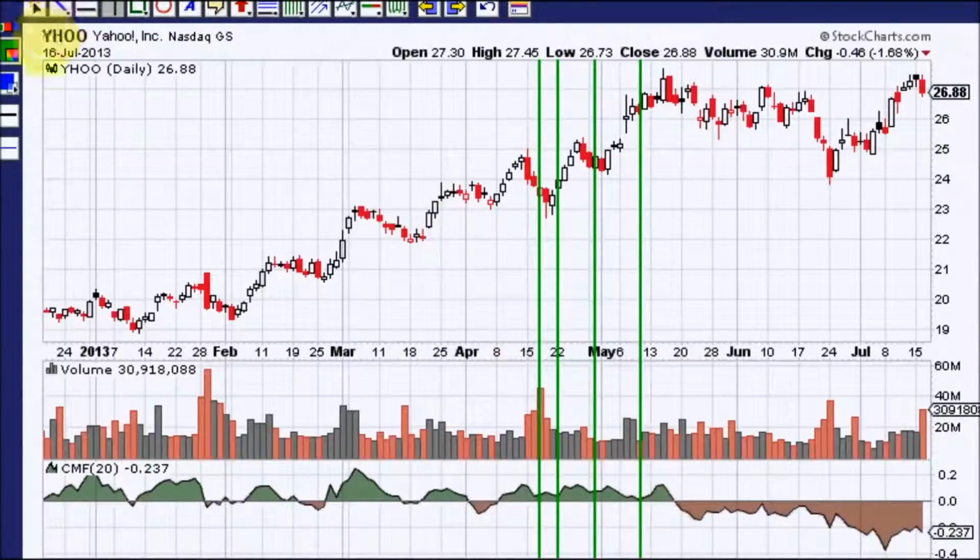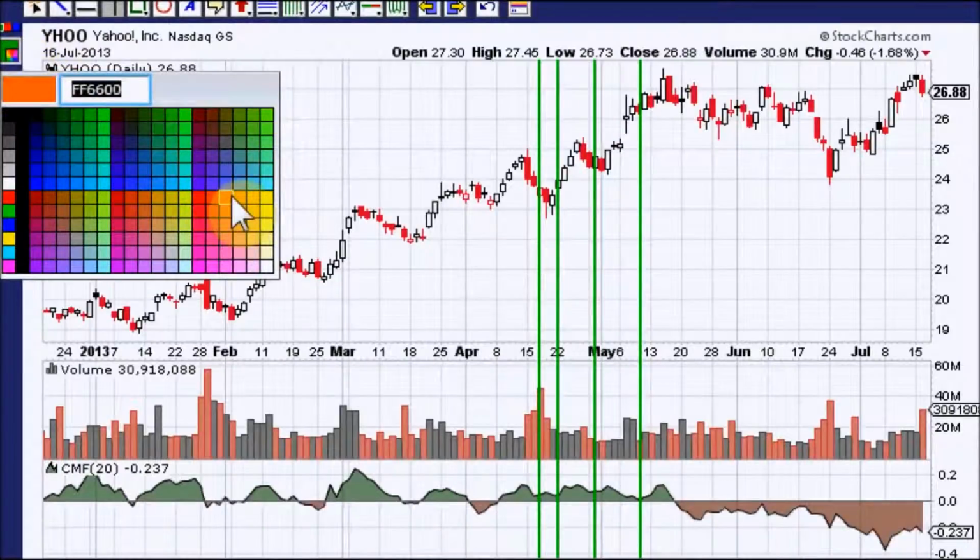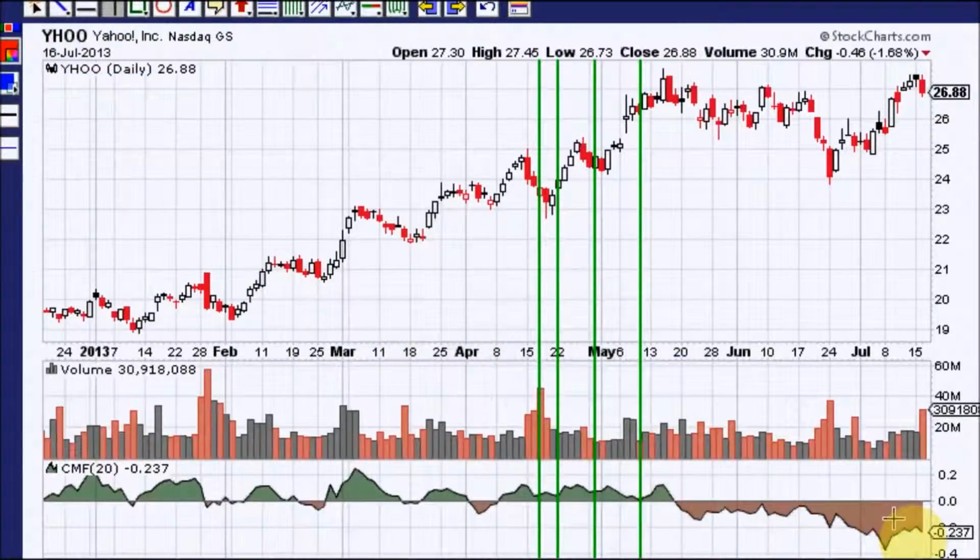Now let's talk about a bearish kiss. This is a bearish kiss right here, where CMF is down, it goes up, almost touches the zero line, but is rejected, and the stock starts a pretty serious downtrend.